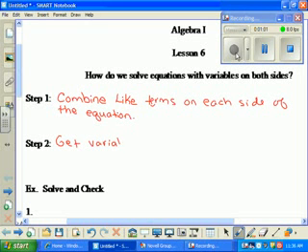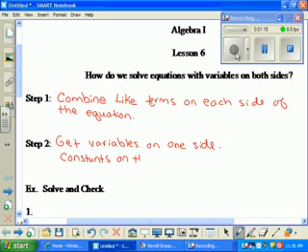Get variables on one side. Get all the variables on one side. And constants on the other. What's a constant? Just the number. The number, right? So you get all your variables, all your letters on one side, and all your numbers on the other. Everybody needs to be writing this down.